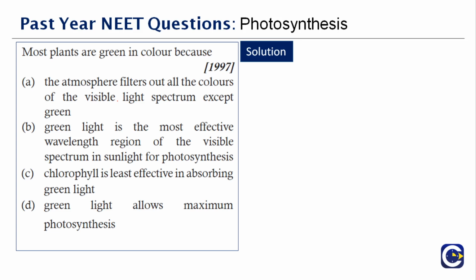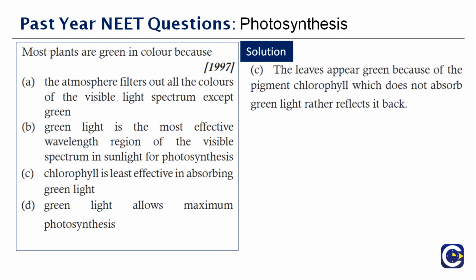So option C is correct, because we have a special pigment in the plant which will not absorb the green color, the green wavelength from the atmosphere. So chlorophyll is least effective in absorbing the green light. Therefore the correct answer to this question is option C. The leaves appear green because of the pigment chlorophyll, which does not absorb green light, rather it reflects it back. Okay, so what does it do here? It is not absorbing. Instead, it is reflecting back.